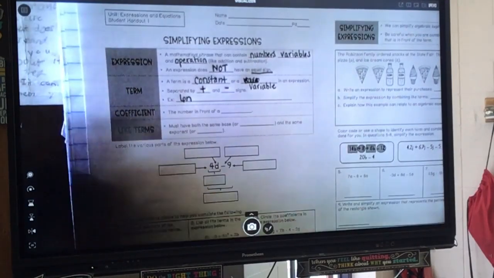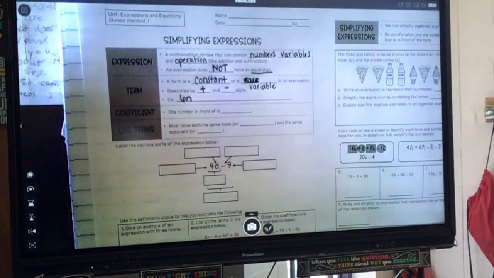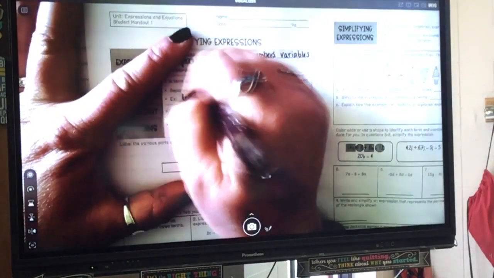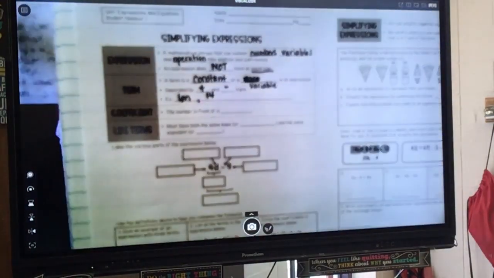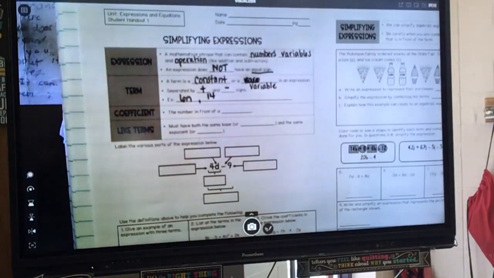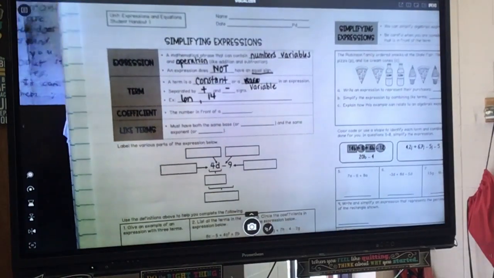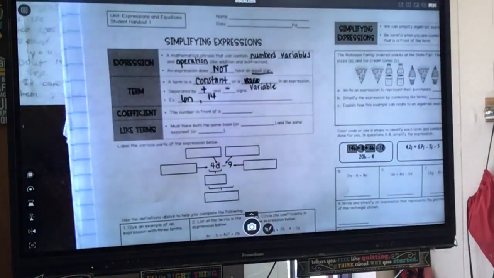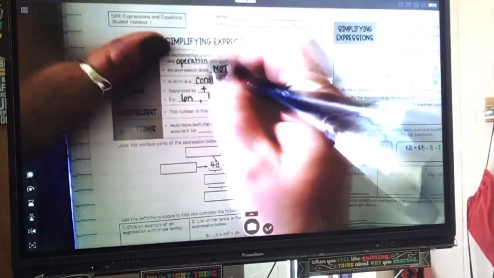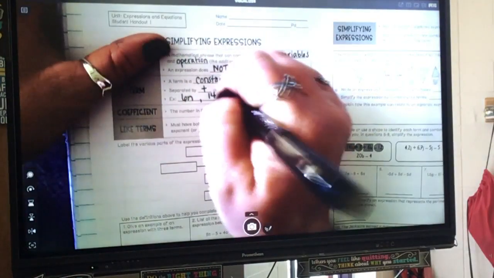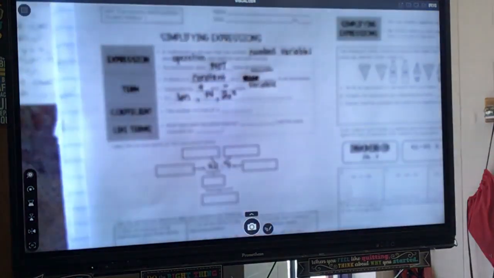Right, so what operation is actually going on between 6 and n? Multiplication. Yes. All right, what about 14? Is 14 a term? It's an example, it's a term. What is 14? 14 is also known as what? Oh yeah, a constant. Okay? And then the last one is with an exponent. So you have 2x squared.